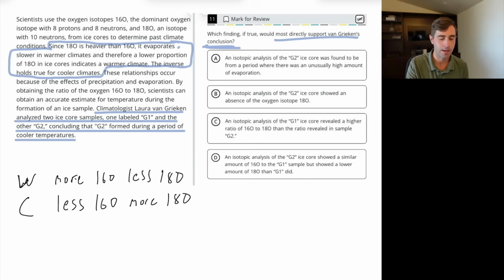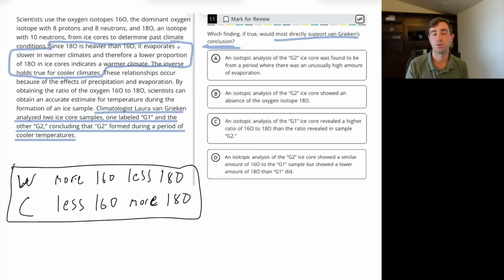Now, the reason that writing this stuff down is so helpful for students is keeping these 2 things straight in their heads often feels tricky, and as students start to look at answer choices, they start to lose track of the relationship they're looking for. So if you write it down, it gives you something very simple you can check the answer choices against. And if we do this, we can see exactly why C is correct, because it's saying exactly what we just said in our notes. An isotopic analysis of the G1 ice core revealed a higher ratio of 16O to 18O than the ratio revealed in sample G2.